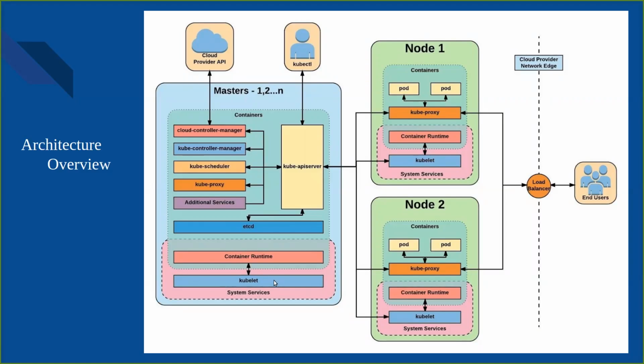Then we have an agent installed in the master server, which is kubelet. And the same architecture we have in the worker nodes. We have the container runtime and kubelet, which means we have Docker installed and we have an agent installed, which is kubelet. And on top of that, we have kube proxy. Kube proxy basically allows the containers running inside the cluster to communicate with each other.